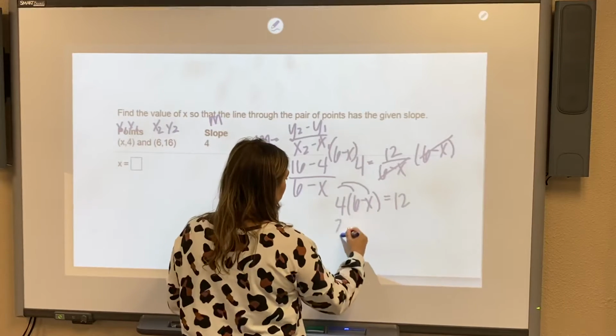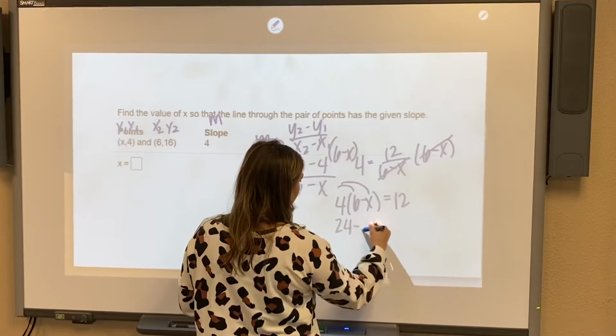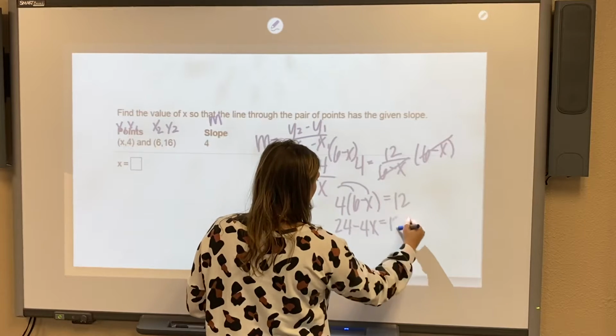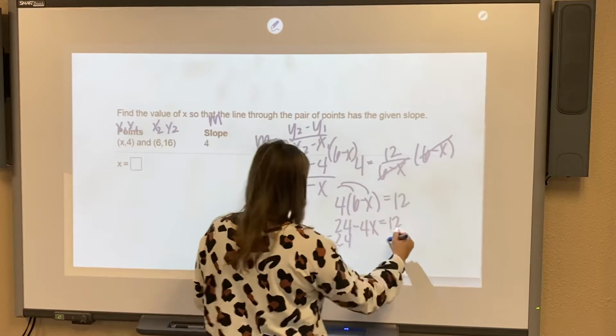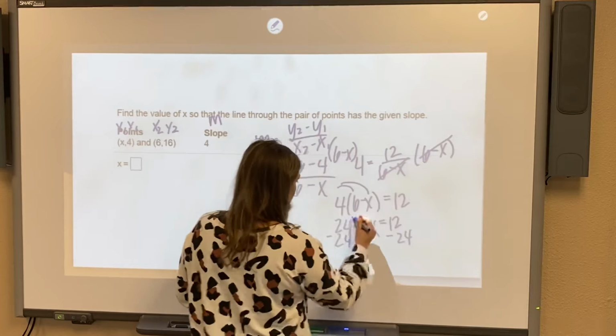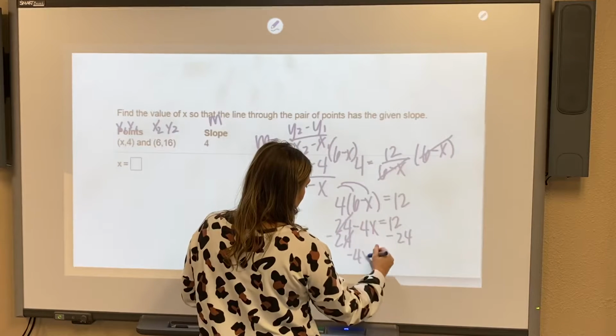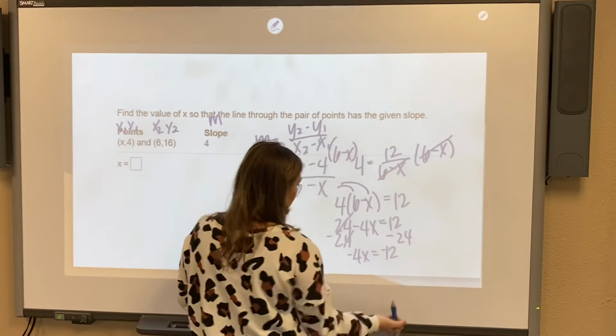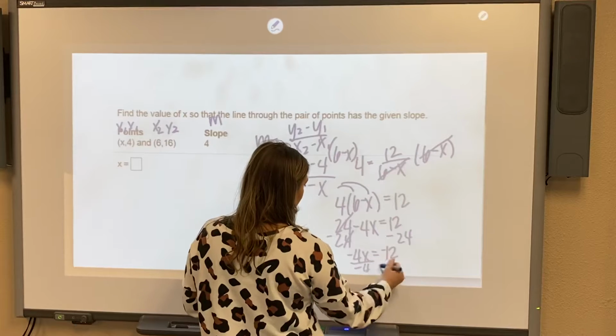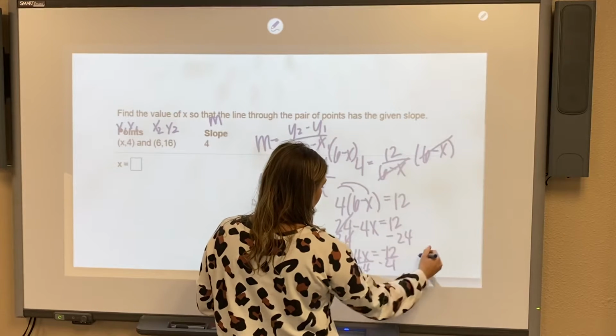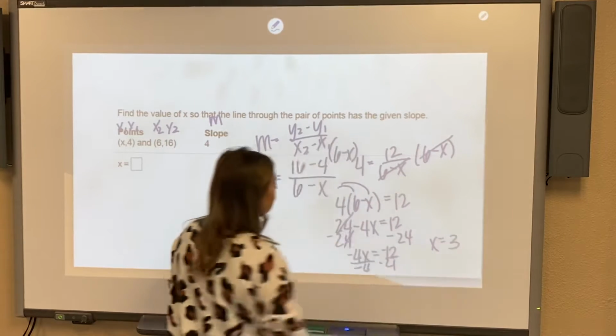4 times 6 is 24. 4 times x is negative 4x is equal to 12. Subtract by 24. Now we're just solving for x. So negative 4x is equal to negative 12. Divide by negative 4. So our x is equal to 3.